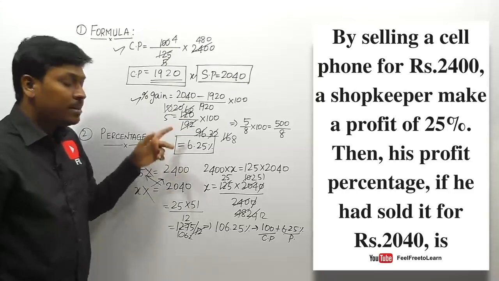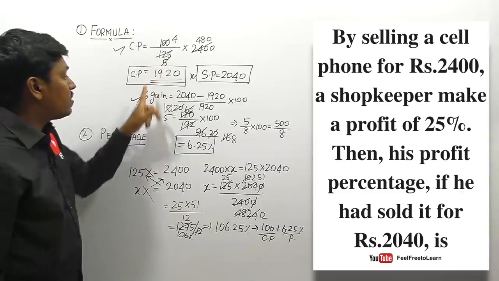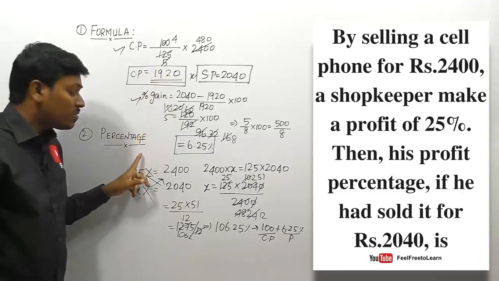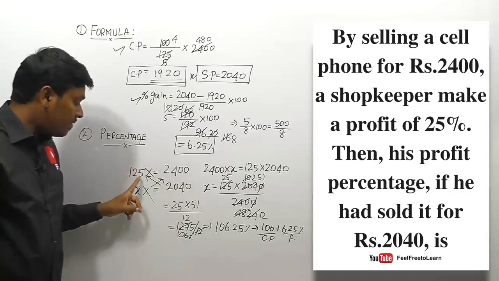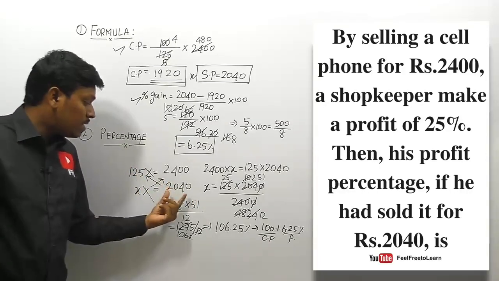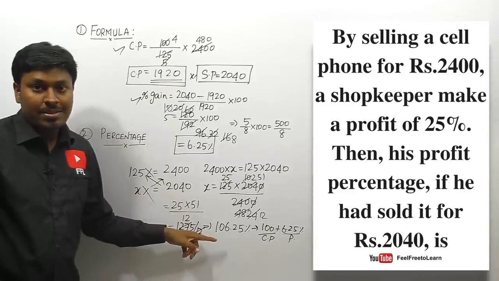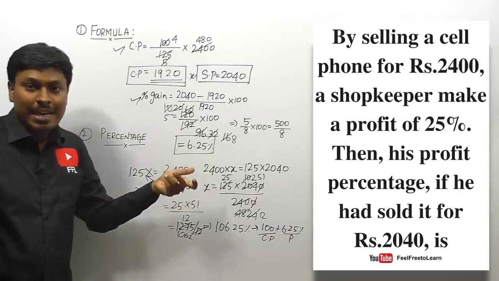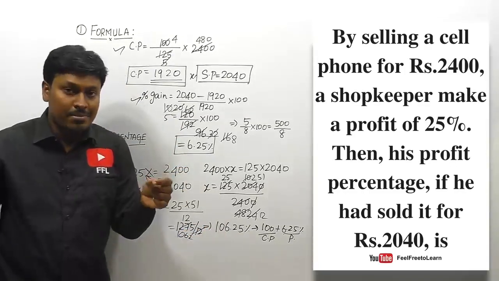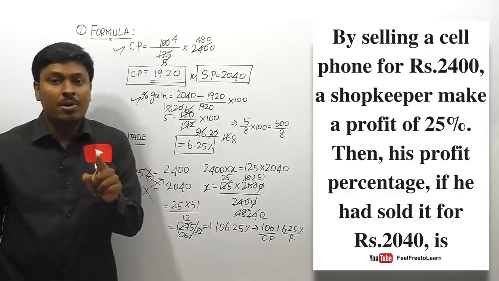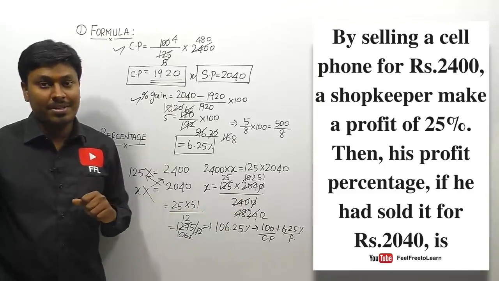So friends, after solving in both methods: if you need to solve the question using a formula, you need to use 2 formulas, right? And if you need to solve the question in the percentage method, you need to know how to write this. So 125% is 2,400, and 2,040 is x percentage. But the final answer is 106.25%. Our target is to find only the gain percentage. So this 106.25% can be taken as 100 plus 6.25. 100% will be the cost price, 6.25 will be the profit. So the answer will be 6.25%.